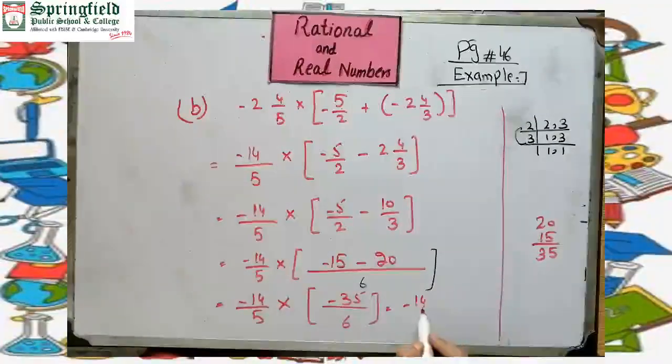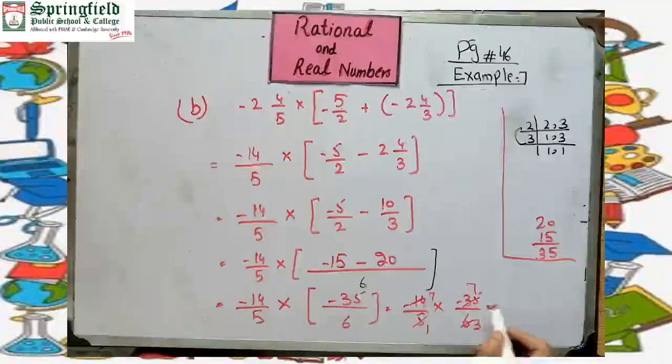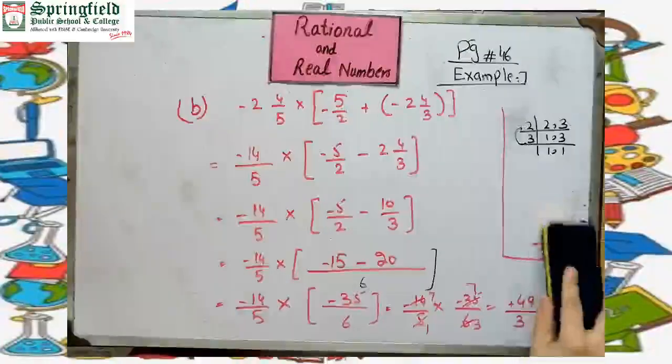Open the bracket. 14 divided by 5 multiply minus 35 divided by 6. So there are two numbers and they are multiplied. It means a multiplication sign is used between two numbers, so we can cut opposite numbers. 5 ones are 5, 5 sevens are 35. 2 threes are 6, and 2 sevens are 14. It means 7 multiply 7, 49, minus minus plus, divide by 3 ones are 3. 49 divided by 3. And when we divide, what will be the answer?